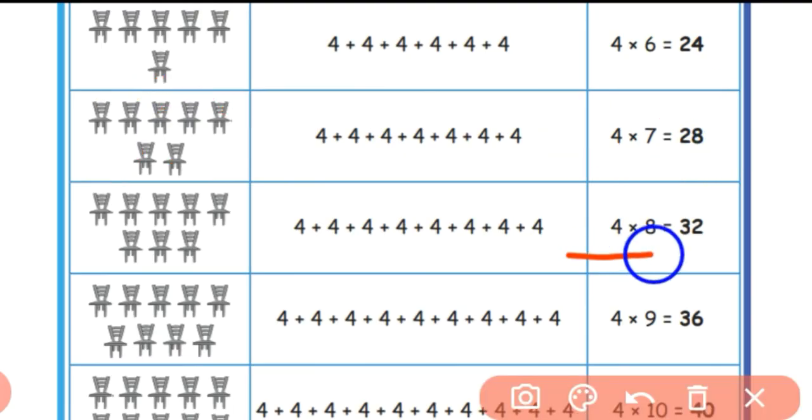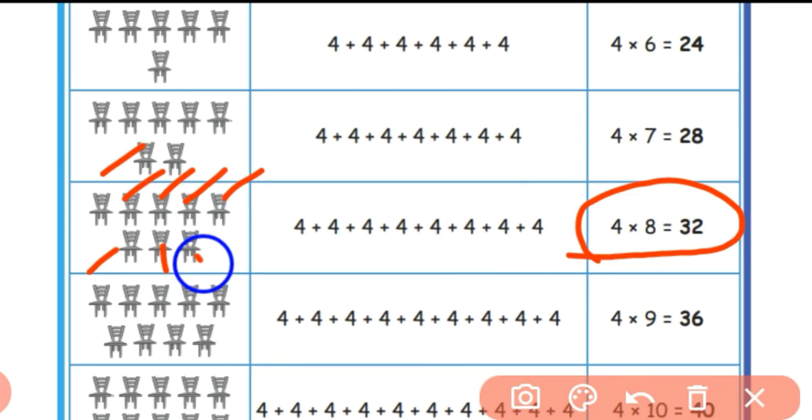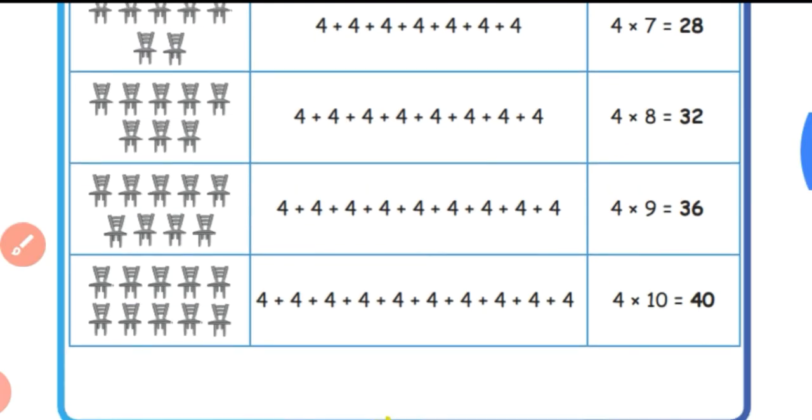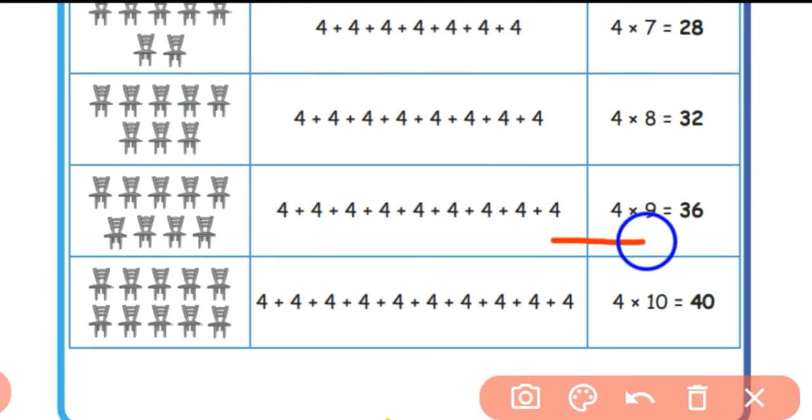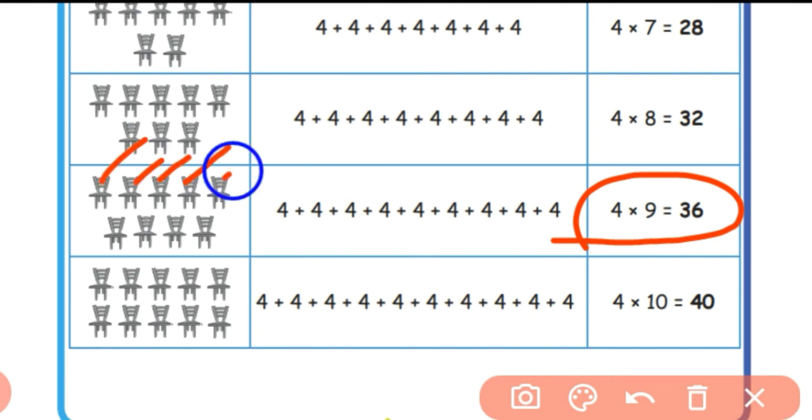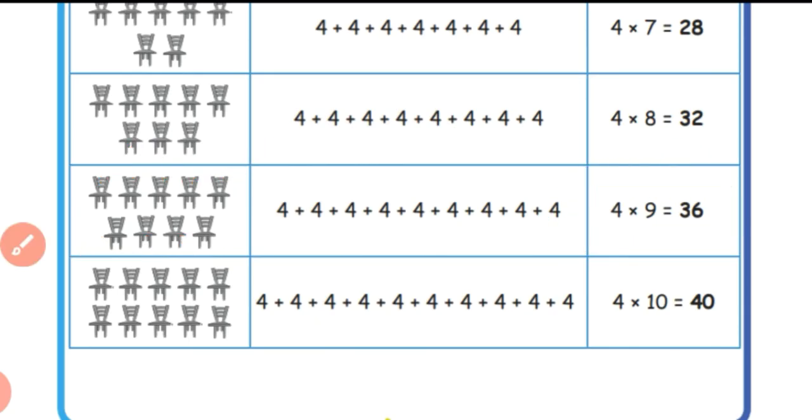See next, 4 into 8 is equal to 32. 1, 2, 3, 4, 5, 6, 7, 8. 8 chairs and 4 legs. So, 4 into 8 is equal to 32. Next, 4 into 9 is equal to 36. 1, 2, 3, 4, 5, 6, 7, 8, 9. 4 into 9 is equal to 36.